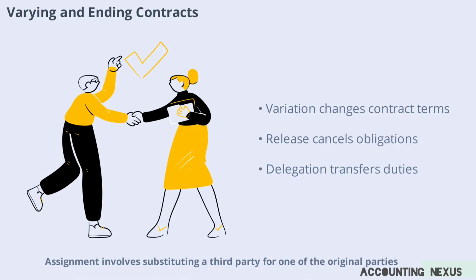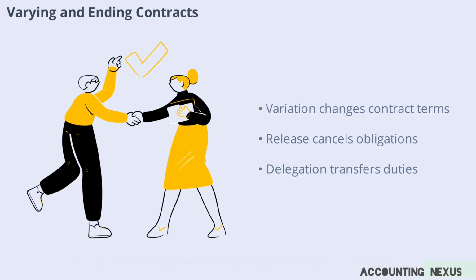Assignment involves substituting a third party for one of the original parties, transferring both rights and duties. Novation replaces an old duty with a new one, while compromise settles disputes by agreeing on new terms. For example, if two tenants agree with their landlord to change the rent amount, that's variation. If one tenant's mother takes over the rent payments, that's delegation. These mechanisms provide flexibility, allowing contracts to adapt to changing circumstances and helping parties resolve disputes without going to court.